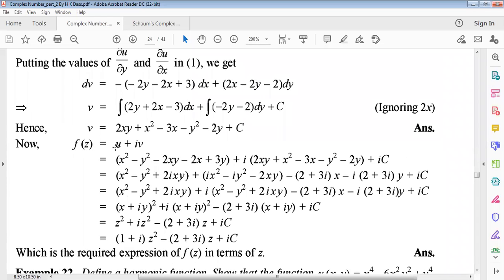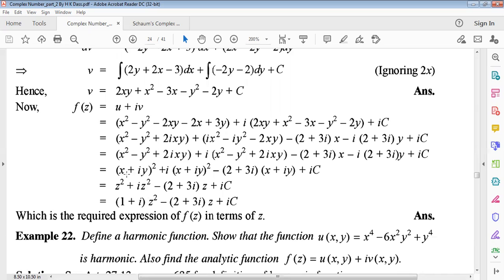Now f(z) equals what was? U plus iv, complex variable. So u equals this and v equals this. ic is actually a constant, complex constant, complex number. So separating this into x square minus y square plus 2i xy, and then just x square term, y square term, and xy term. Okay, so we can write (x plus iy) whole square, and (2 plus thrice i) and (x plus iy).